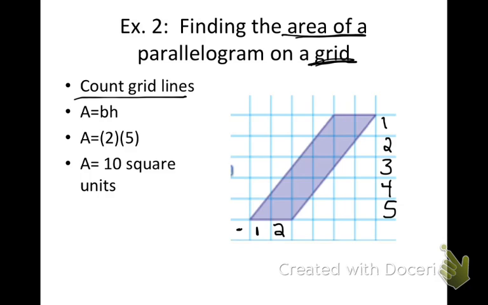Because this is horizontal, we're going to make that the base. So base, we have 2 grid lines. And then height, we have 5 grid lines. So area equals base, which we said was 2, times height, which we said was 5. Multiply those out. So area equals 10. And we're just going to write square units.